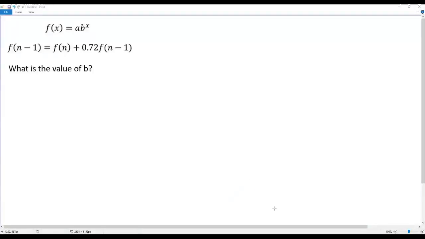Here we have a SAT math question on exponential function. Okay, let's get to the stuff. There is an exponential function given over here. There is f of x equals a times b to the x power.